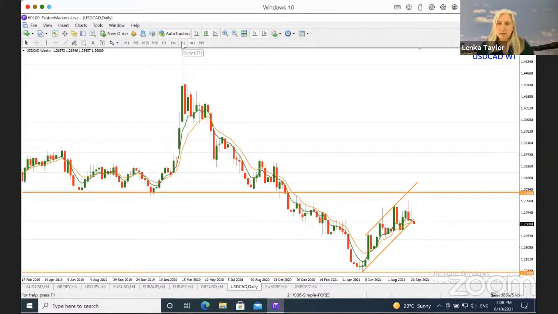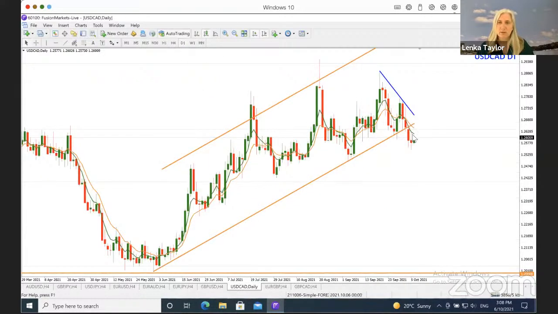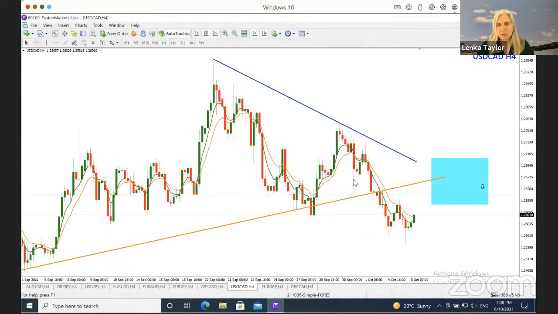But if it is going to start descending from here, then I would need to see some reversal at the top, at the bottom of the channel. So at the top of that line and around this horizontal. So let's have a look.